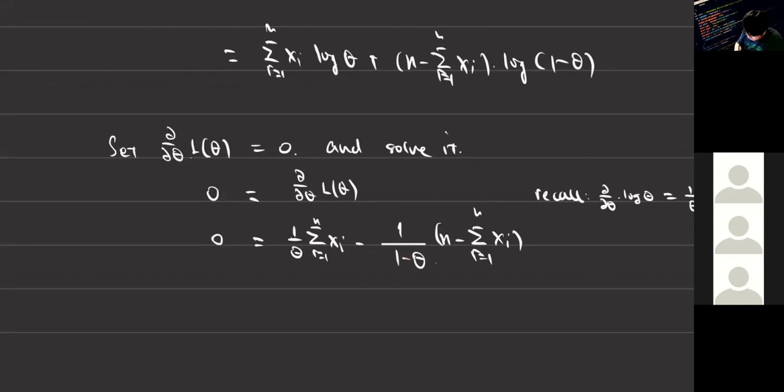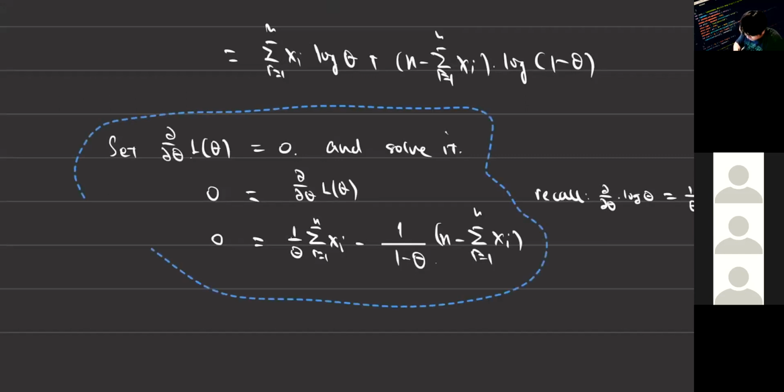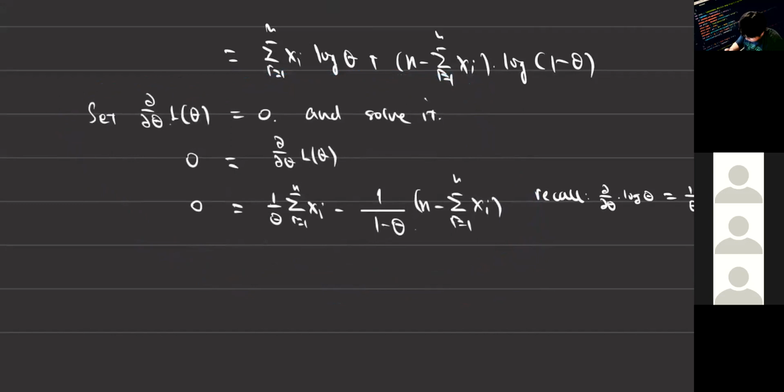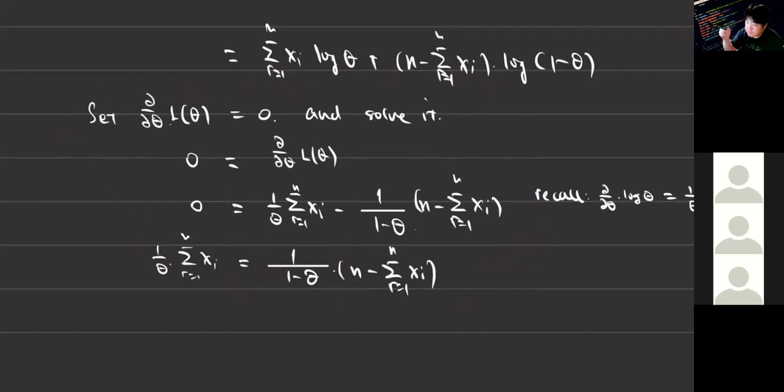This is kind of nice because it gives us, let me move this up a little bit so I can give myself some more room. This actually becomes 1 over theta summation equal to 1 over 1 minus theta times n minus summation i from 1 to n of xi, and close the parentheses. I'm not really doing anything strange, I'm just moving one term to the left-hand side.